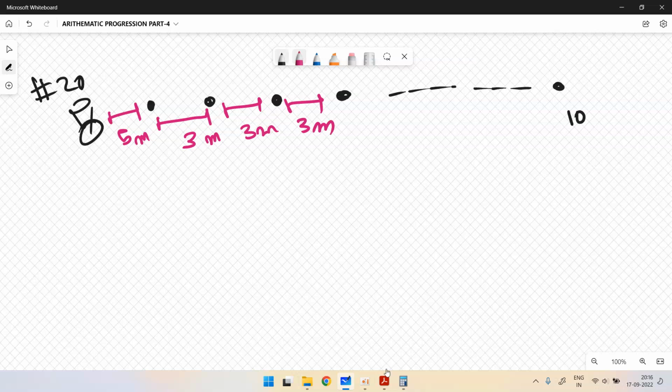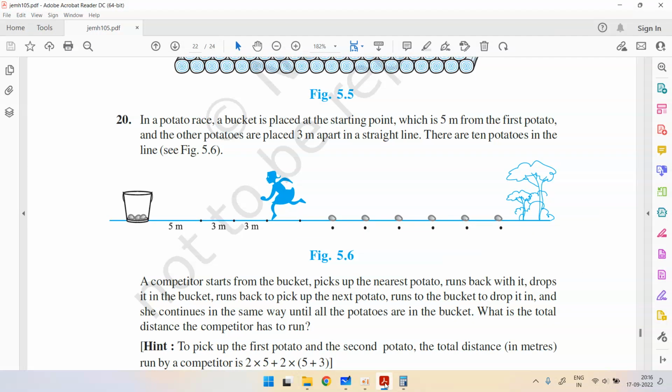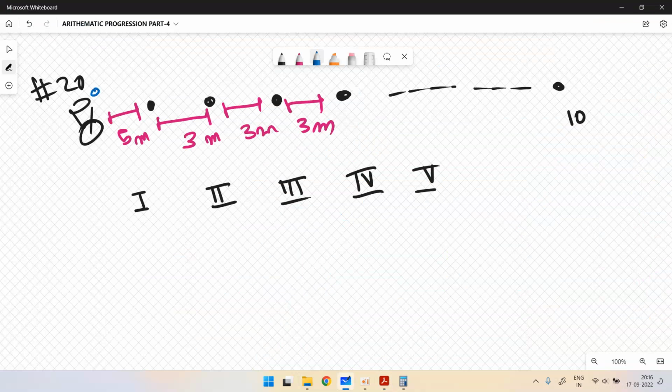Now, what total distance does she have to run? So I'm writing for the potatoes: the first potato, the second potato, the third potato. How much does she have to run in total? For the first, she has to start from the bucket, where she is standing, go from here to the potato 5 meters away, then get back. So total 5 plus 5, which is 10 meters she has to run.